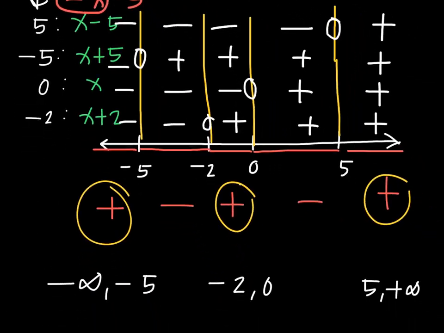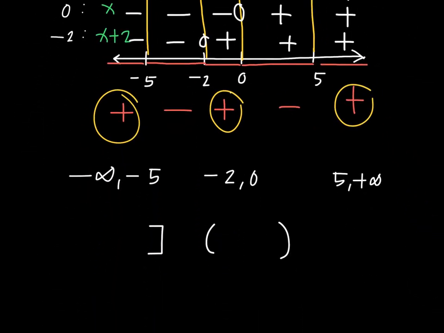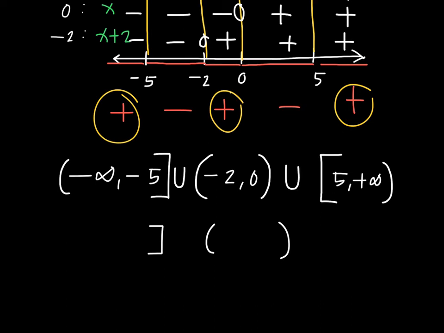So that means for negative 5, that's a closed bracket. Negative 2, you cannot have negative 2. 0, you cannot have 0, so open. 5 is the value for the numerator, and for the infinity they're always open. Then connect these intervals using the union sign, meaning to say we have to consider all those intervals.